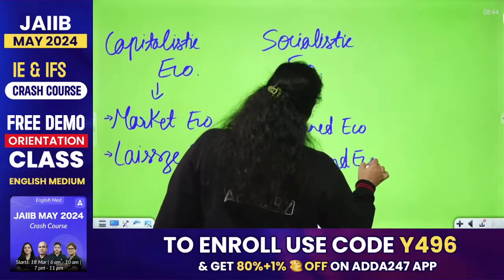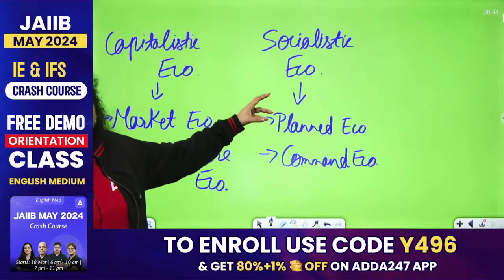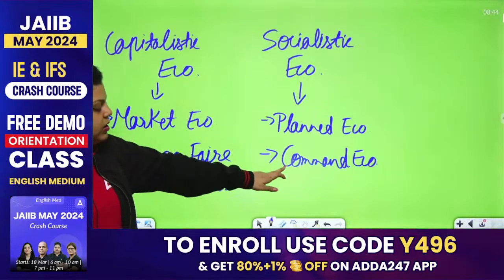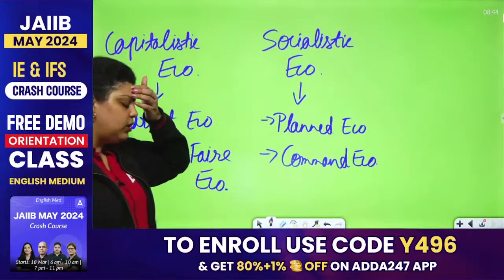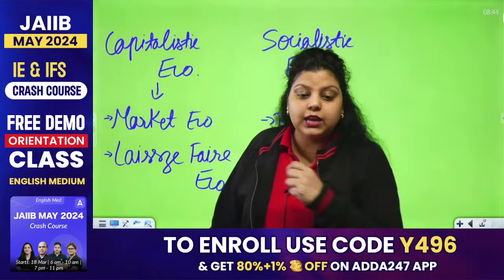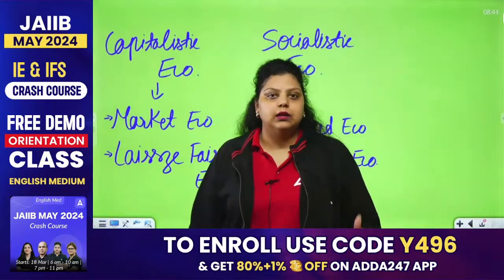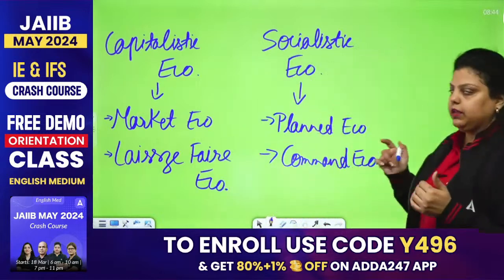Now, why are we calling it a planned economy? Because government has planned it. Government has made the plan and you have to follow that plan. That's why it's a planned economy. Why are we calling it a command economy? Because government gives us the command. We cannot do anything by our wish. I cannot decide; I have to follow the government's command. I have to follow the government's order. So that's why it is known as command and planned economy.